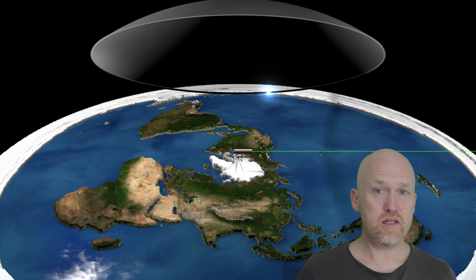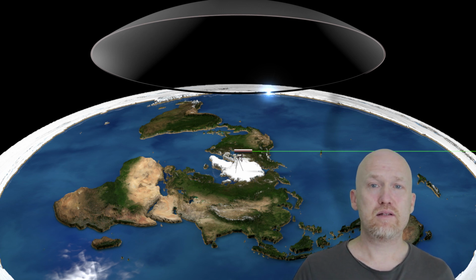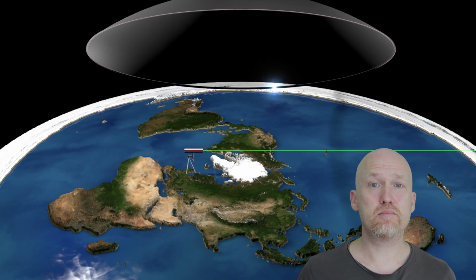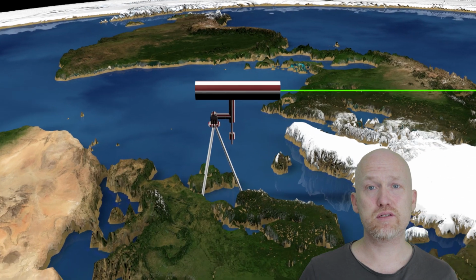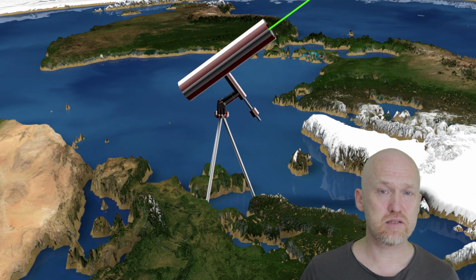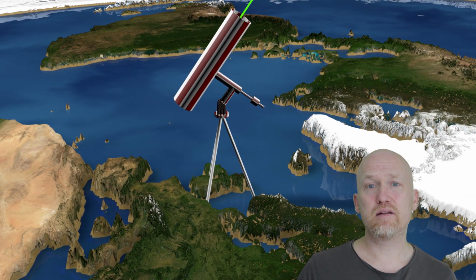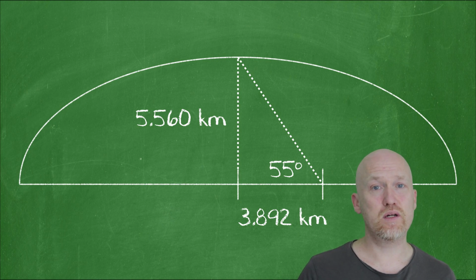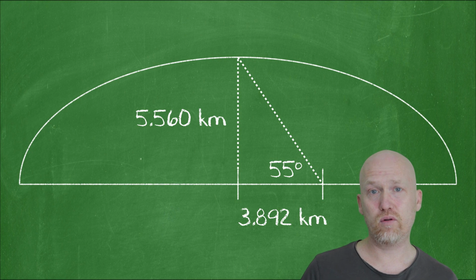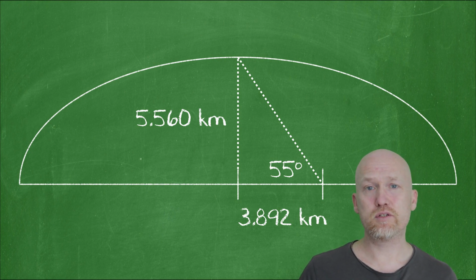Let's try to do this on a flat Earth. I've chosen the AE map because it's the most popular one, but it doesn't make any difference as long as it's anything other than a sphere. Let's go back to 55 degrees north latitude, which means that the mount is tilted 35 degrees relative to the polar axis. This implies, by the way, that the North Star has to be situated 5,560 kilometers above the North Pole, according to simple geometry.